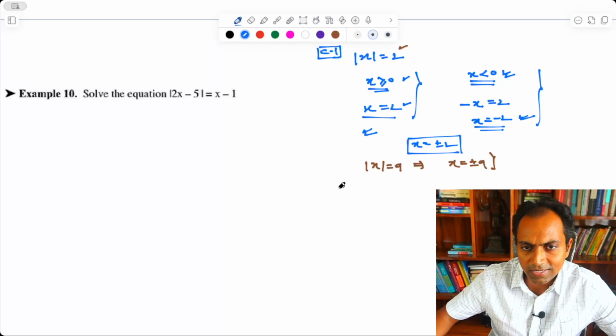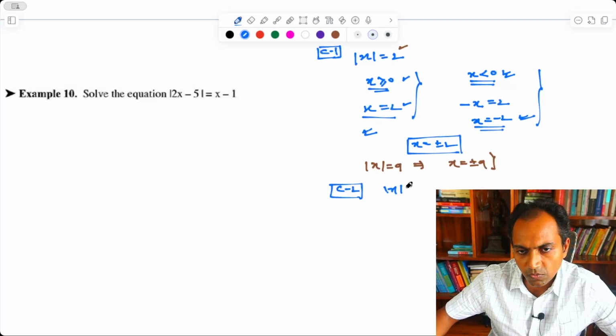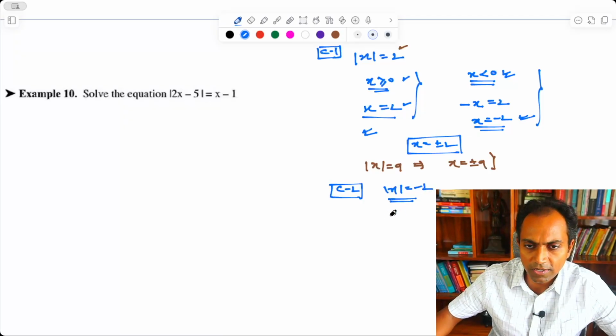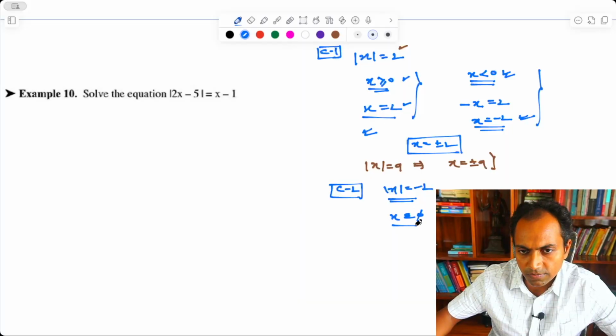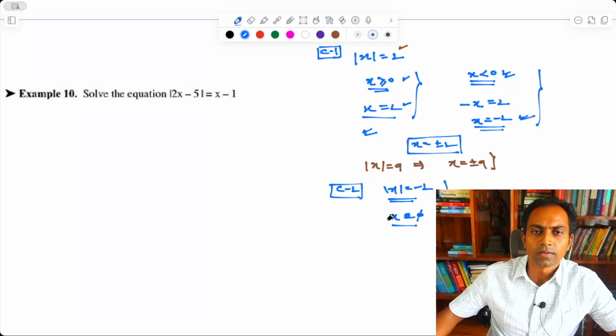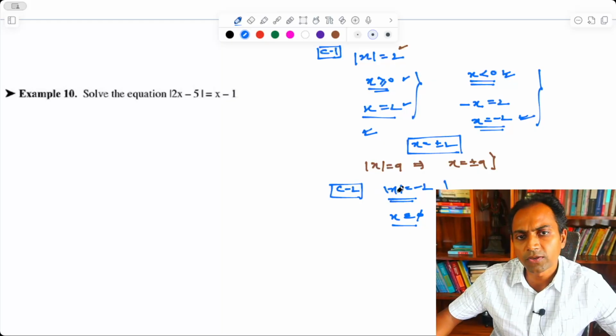The next case is, it could as well happen that the modulus given in the equation comes out to be equal to minus 2. Now, in this specific situation, modulus can never be negative. So, in this case, you will have no solution, or x belongs to the null set. So, using these two cases, you can simplify your interpretation technique.